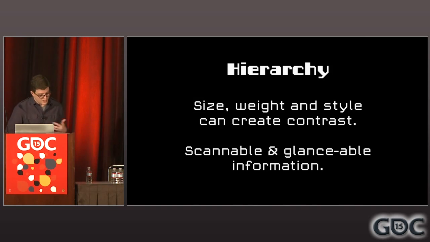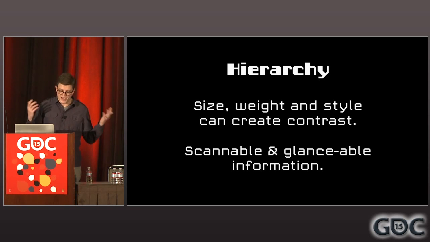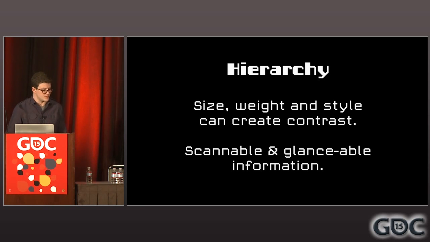Hierarchy, another mechanic, is creating contrast between levels of importance. And this is kind of the idea behind headlines and text sizes. Every magazine, everything with type uses hierarchy, and this lets you scan for the information that you want.